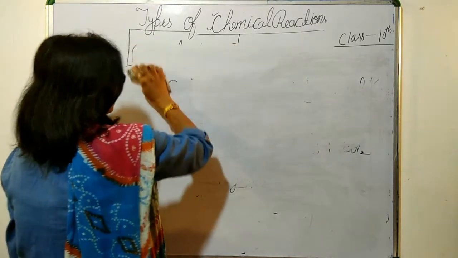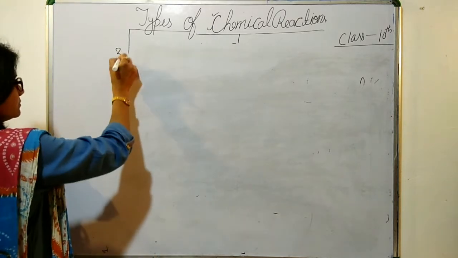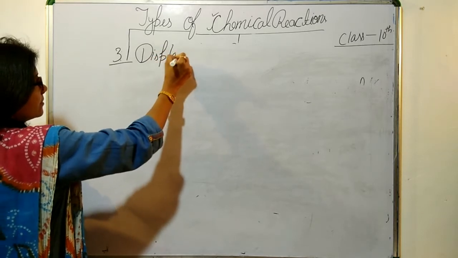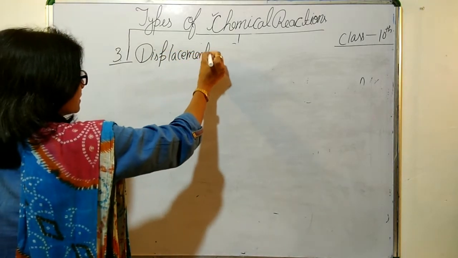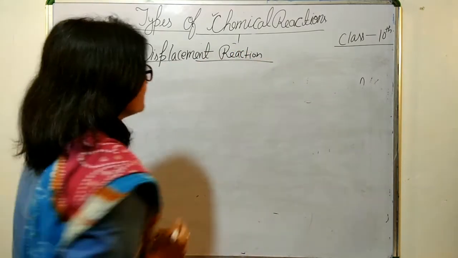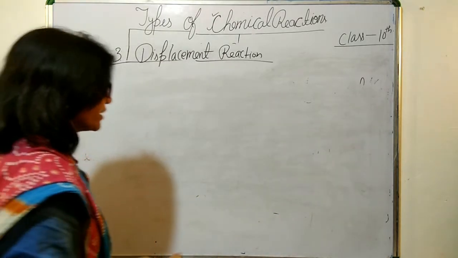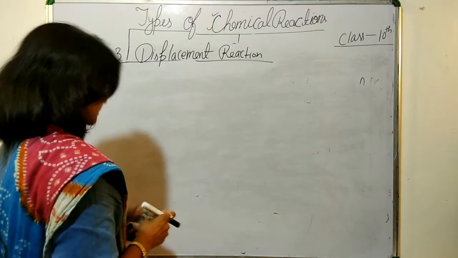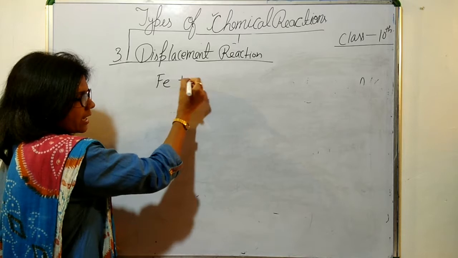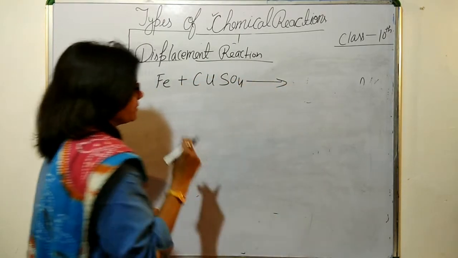Now let's see our third type of reaction, that is the displacement reaction. Displacement reactions are those, for example, let's see one example. Suppose Fe reacts with CuSO4. We used to do this experiment in our lab.